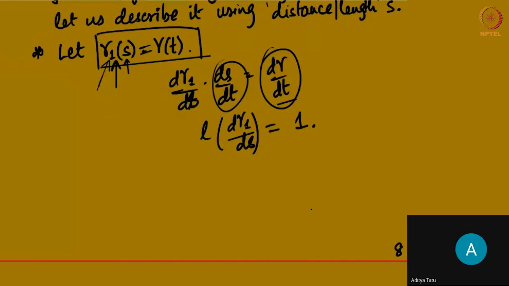Okay, so to get back to this discussion, try to imagine this. You describe the motion of the particle with respect to the distance that the particle has traveled. Once you do that, the speed has to be 1.